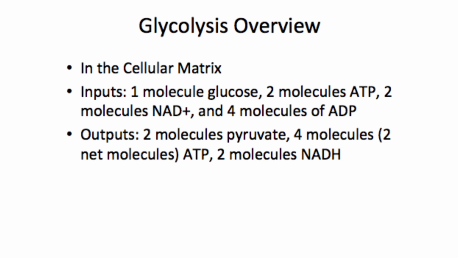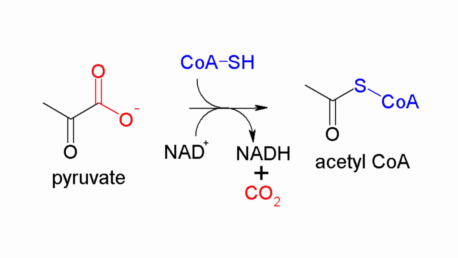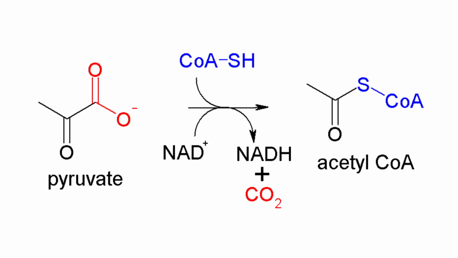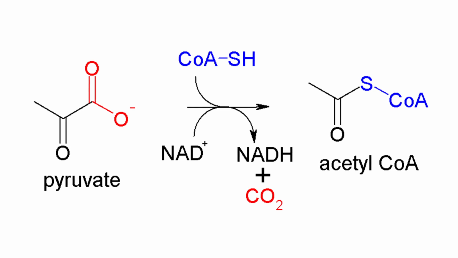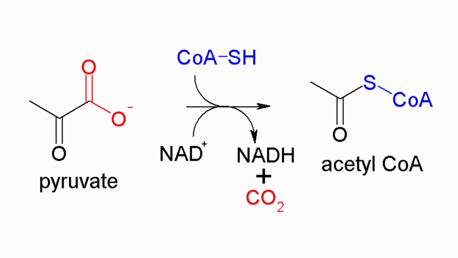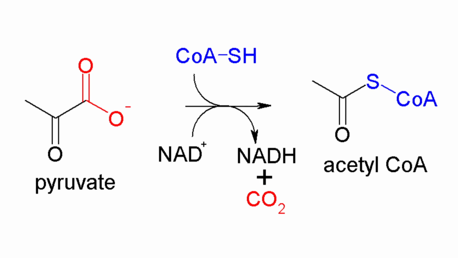Before the second phase of cellular respiration, pyruvate is converted to acetyl-CoA. During this process, a molecule of NAD+ is reduced to NADH and a molecule of carbon dioxide is released. Remember that because 2 molecules of pyruvate are created during glycolysis, there will be 2 conversions of pyruvate to acetyl-CoA for every molecule of glucose, and thus 2 molecules of NADH.